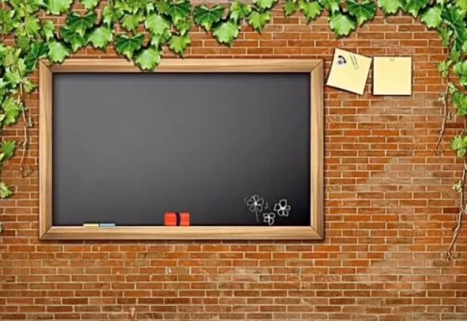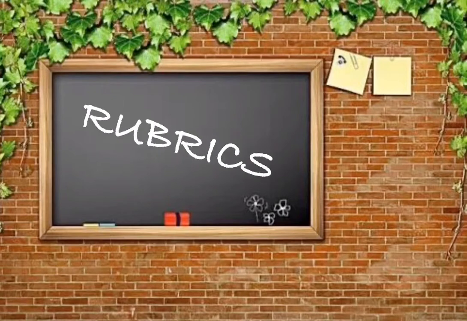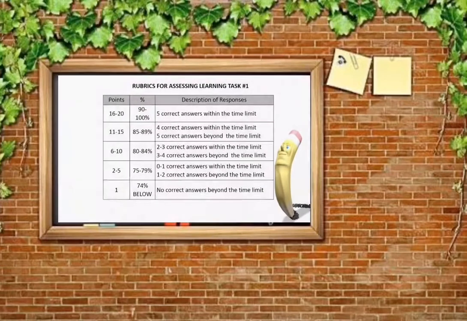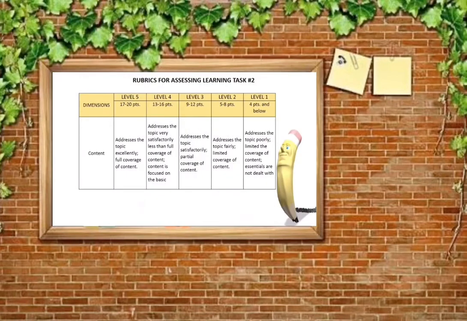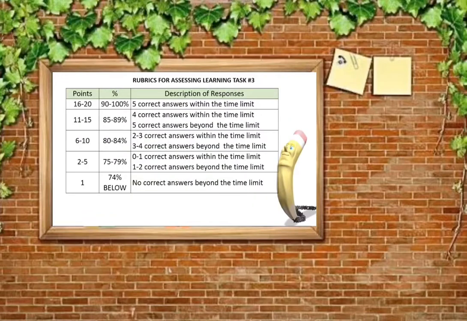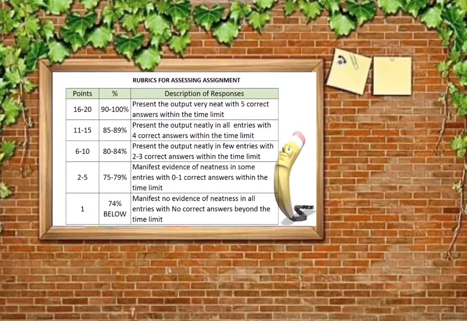Before we start, let me remind you that we have different rubrics to be used in assessing your performance. Rubrics for assessing learning task number 1, rubrics for assessing learning task number 2, rubrics for assessing learning task number 3, rubrics for assessing output, and rubrics for assessing assignment.